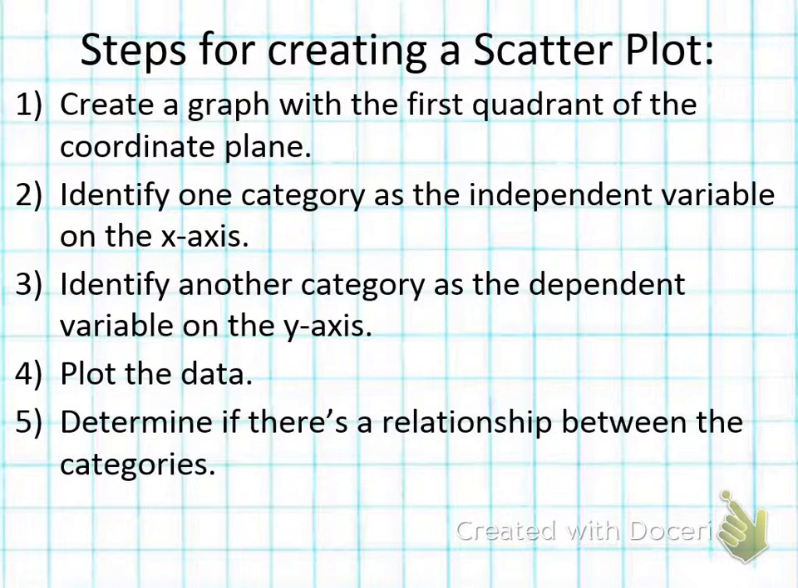So the first thing you do is you're going to be creating your graph in the first quadrant of the coordinate plane, okay? So this is just like plotting points that are x comma y. Okay, but we usually just use the positive, so we have positive x values and positive y values. So that would be the first quadrant, okay?